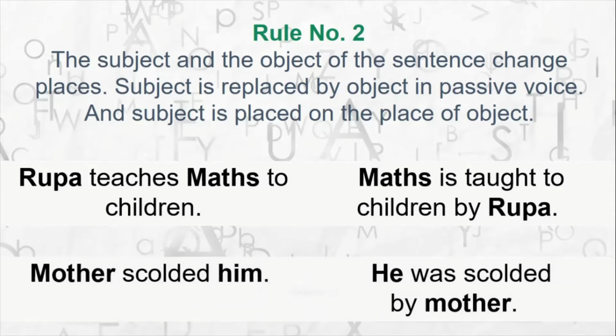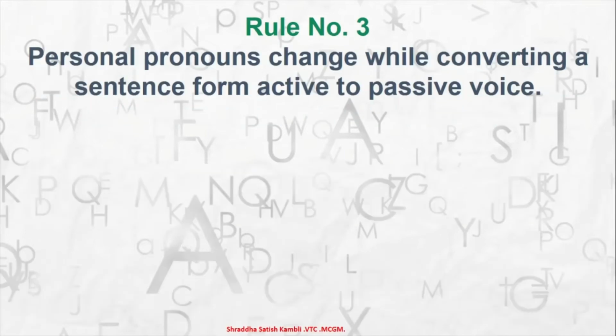One more example: mother scolded him. He was scolded by mother. Mother and him change places. And of course, him has become he. So that is also one rule which we learn about very soon. Here comes rule number 3, which we were just talking about. He became him. So personal pronouns, I, me, he, she, change while converting a sentence from active to passive voice. Personal pronouns undergo a change.